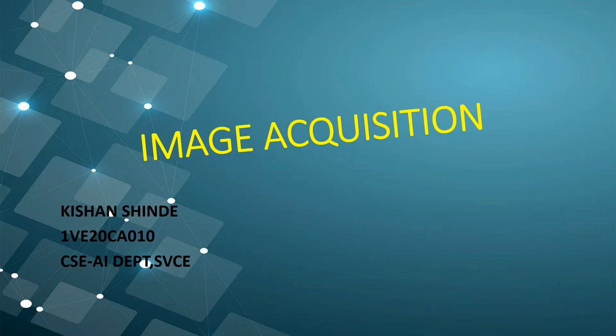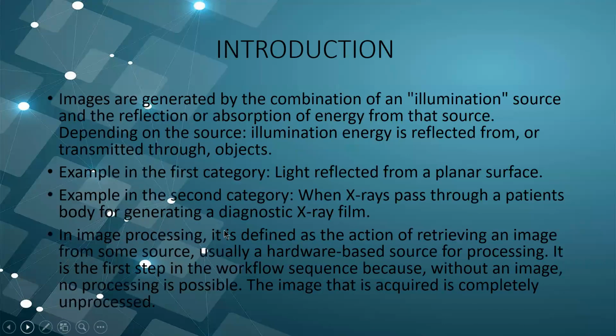Today's topic is image acquisition. Introduction. Images are generated by a combination of an illumination source and the reflection or absorption of energy from that source. Depending on the source, illumination energy is reflected from or transmitted through objects. An example in the first category is light reflected from a planar surface. An example in the second category is when X-rays pass through a patient's body for generating a diagnostic X-ray film.